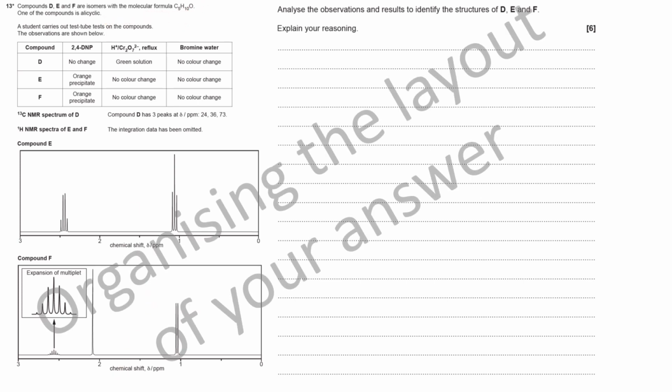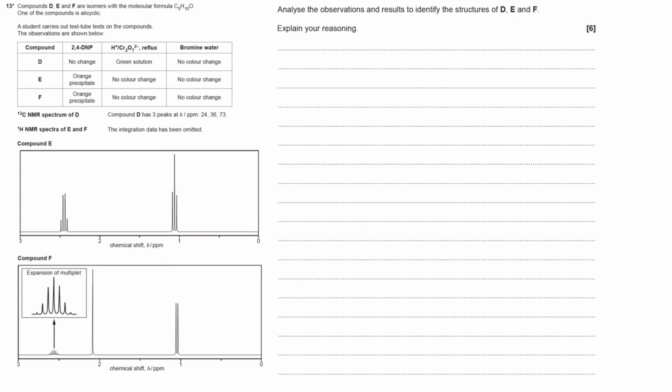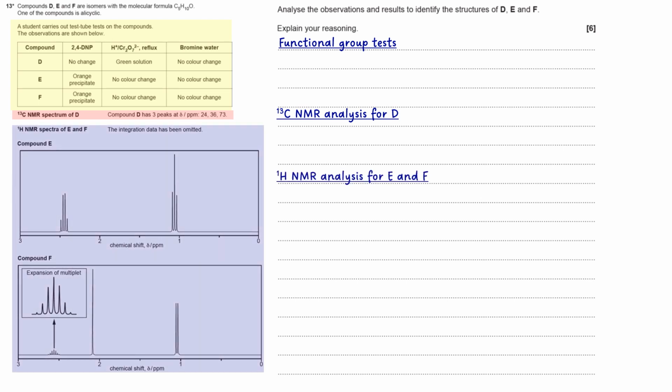So the best thing to do is to think about how you're going to organize the layout of your answer first. We'll start with the functional group tests. Then we need to leave some space to talk about them. So put a subtitle talking about the carbon-13 NMR analysis for D. And then some space for the hydrogen NMR analysis for E and F.